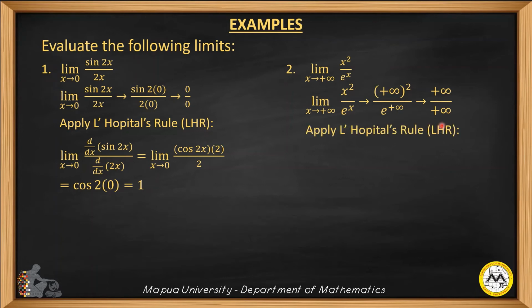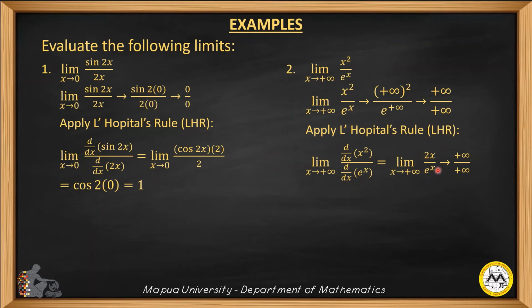So when we apply L'Hopital's rule, again, we need to differentiate the numerator x squared and the denominator e to the x before evaluating the limit of the resulting fraction as x approaches positive infinity. As to the derivative of x squared, we will just have a 2x. And for the derivative of e to the x, we have e to the x.